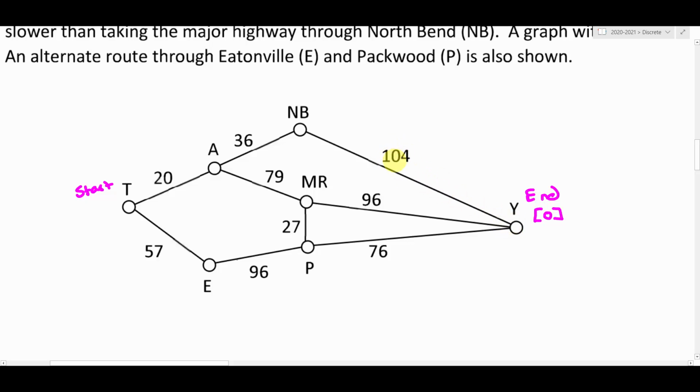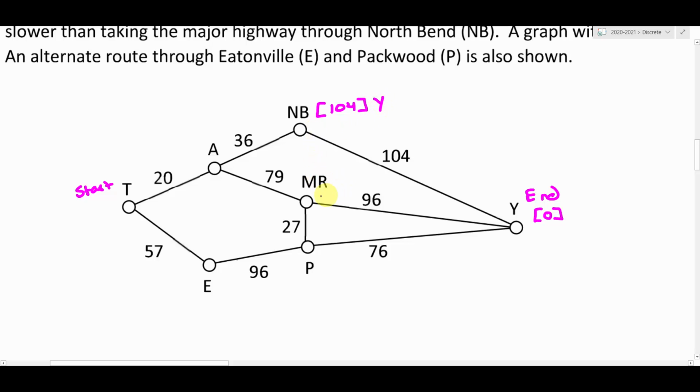So we can see from the weight on the edge here that it is 104 away. So I'm going to mark NB with a 104, and I'm going to put a Y next to it. You'll see why I do that at the end, okay? Since I went to NB from Y, I put a Y there.